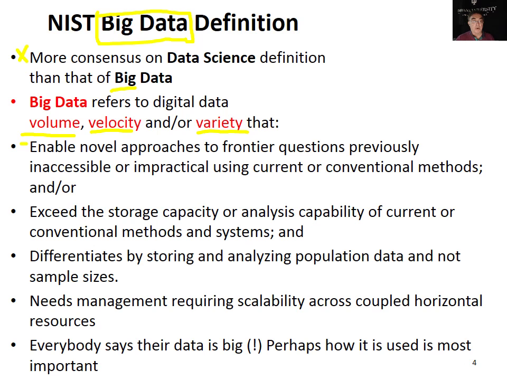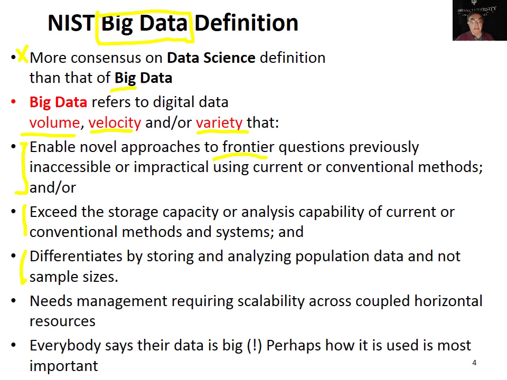You can probably define big data, in my opinion, not directly by the data, but the most important aspect of big data is how it's used. It's used to take the data itself to answer important questions. And so that's what it says here: big data enables novel approaches to frontier questions, copied from the NIST report, which are not possible to tackle using conventional methods. Another possibility is that it exceeds the storage capacity or the analysis capacity, the disk or the computing of current or conventional methods.